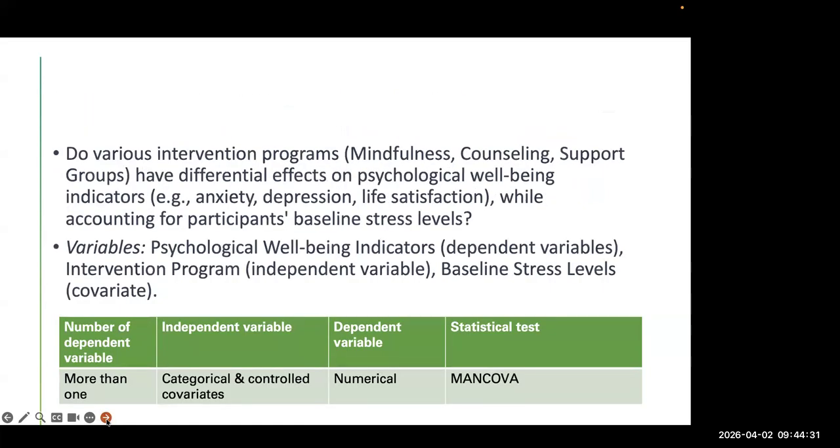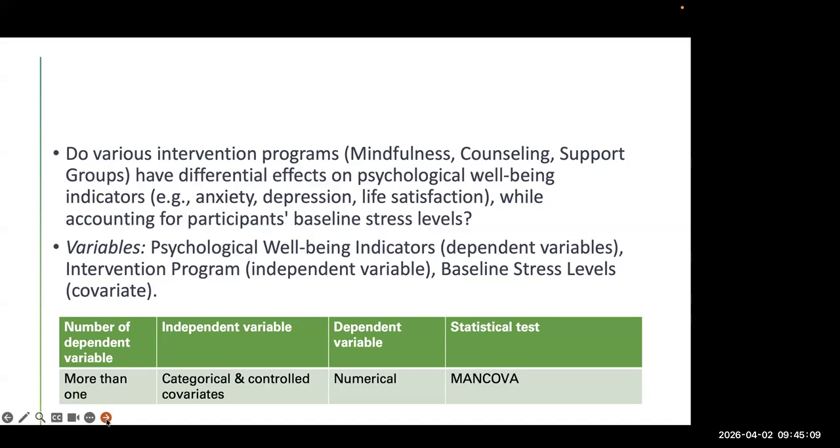And then if you have the presence of a control covariate, for example, do various intervention programs, mindfulness, counseling, support group, have differential effects on psychological well-being, for example, anxiety, depression, life satisfaction, while accounting for participant baseline stress level. You feel that the participant baseline stress level will affect your intervention program, so you want to control that one. As I mentioned, you cannot control in a real setting, but you can control in terms of statistical analysis.